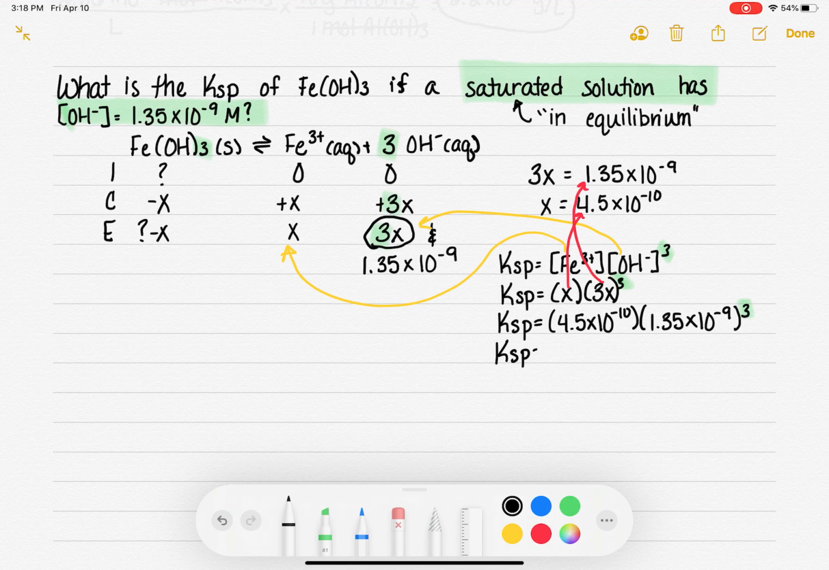And so now we should be able to calculate this Ksp. And it looks like it's going to be a really small number. I'm going to start with the 1.35 times 10 to the minus 9 cubed times 4.5 times 10 to the minus 10. 1.1 times 10 to the minus 36. And that is our Ksp.